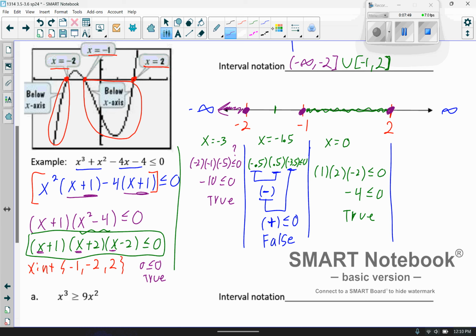All right, the last one we'll try, we'll go for x equal to 3. So if I plug in a 3, 3 plus 1 is 4, 3 plus 2 is 5, and then 3 minus 2 is 1. Is this less than or equal to 0? Well, when you multiply that together, it's 20. Is 20 less than or equal to 0? That would be false. 20 is greater than 0. So that's going to be false.